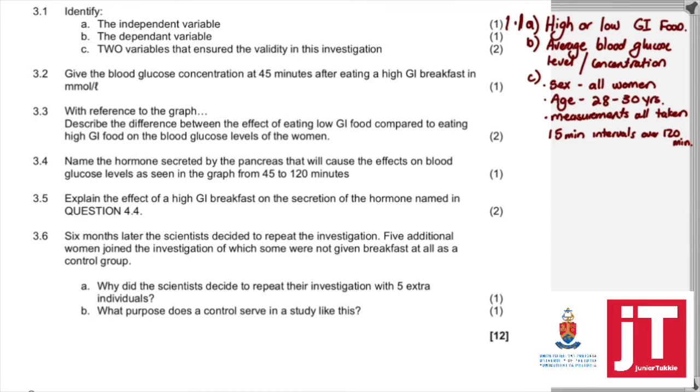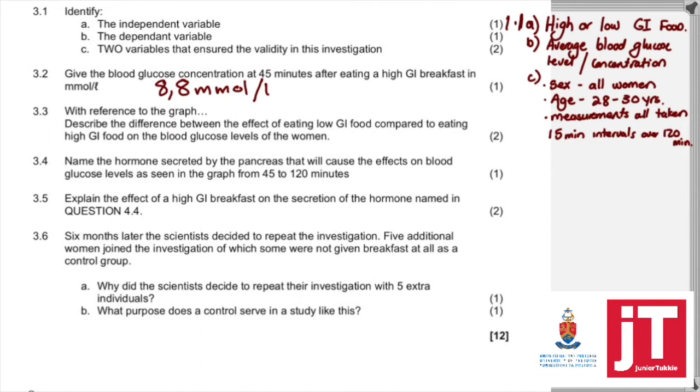Give the blood glucose concentration at 45 minutes after eating the high GI breakfast in millimole per liter. Now we go back to our graph and, on the x-axis, identify the 45-minute mark, and we simply read off the average blood glucose concentration at the point for high GI breakfast. And we get 8.8 millimole per liter.